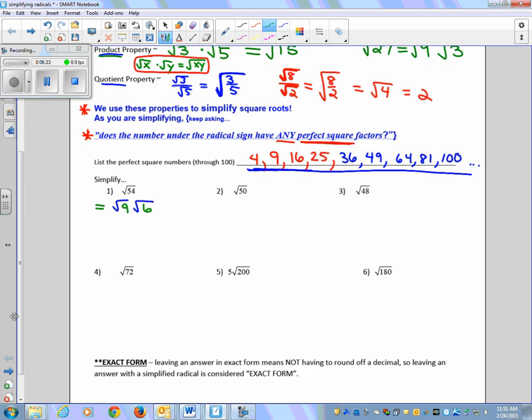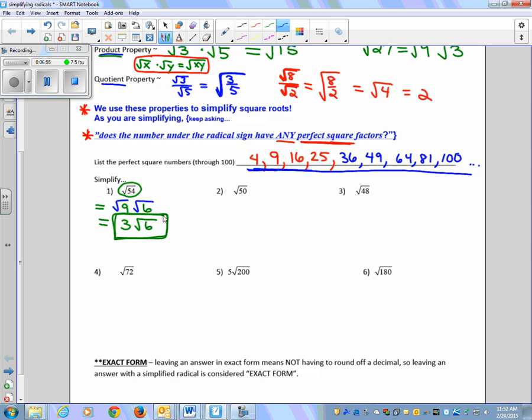The square root of 9 is a perfect square, so we can simplify that to 3. Okay, so our final simplified answer here is 3 times the square root of 6. So the square root of 54 equals 3 times the square root of 6. They are equivalent. That is the simplified version of that answer, square root of 54.